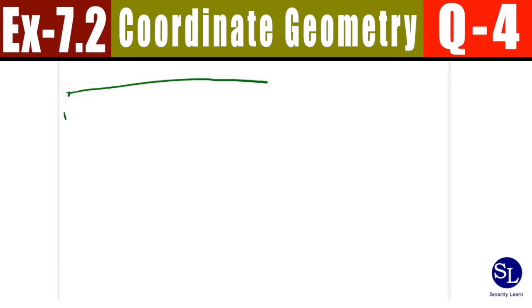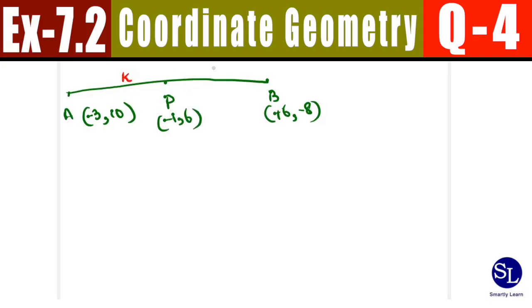The first is going to be point A, which is (-3, 10). The other point is going to be B, which is (6, -8). I'm marking the third point P with the coordinates (-1, 6). I don't know in what ratio it divides, so I'm marking the ratio as k is to 1.